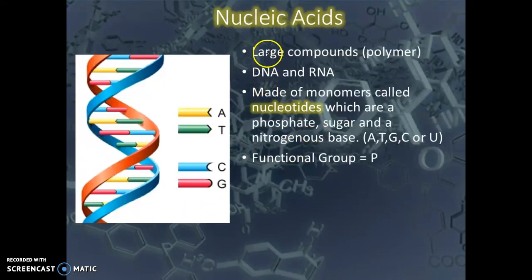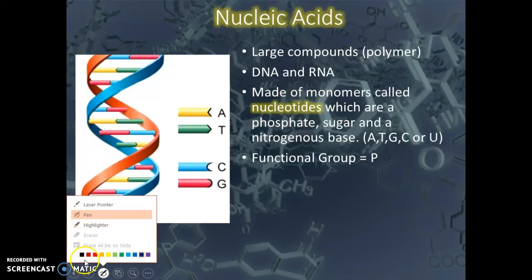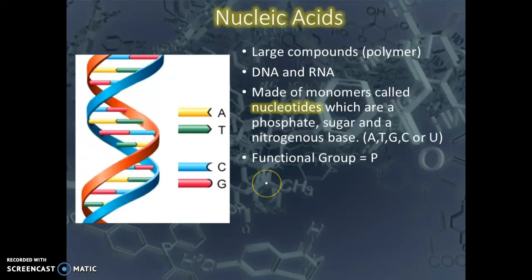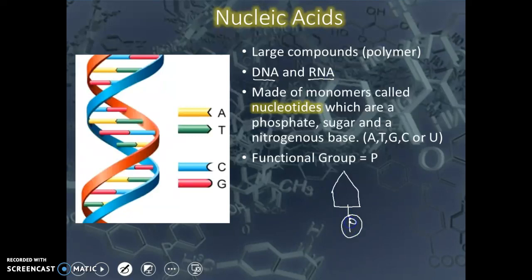Nucleic acids are the third type of organic compound that you need to know. Just like all of the others, there is a large compound called a polymer made up of many smaller pieces called monomers. The monomer for this group is a nucleotide, and a nucleotide consists of three main parts that you should know as well. So there is a sugar, either deoxyribose or ribose, depending on if it's DNA, deoxyribonucleic acid, or RNA, ribonucleic acid. And that also has a phosphate group attached to it.